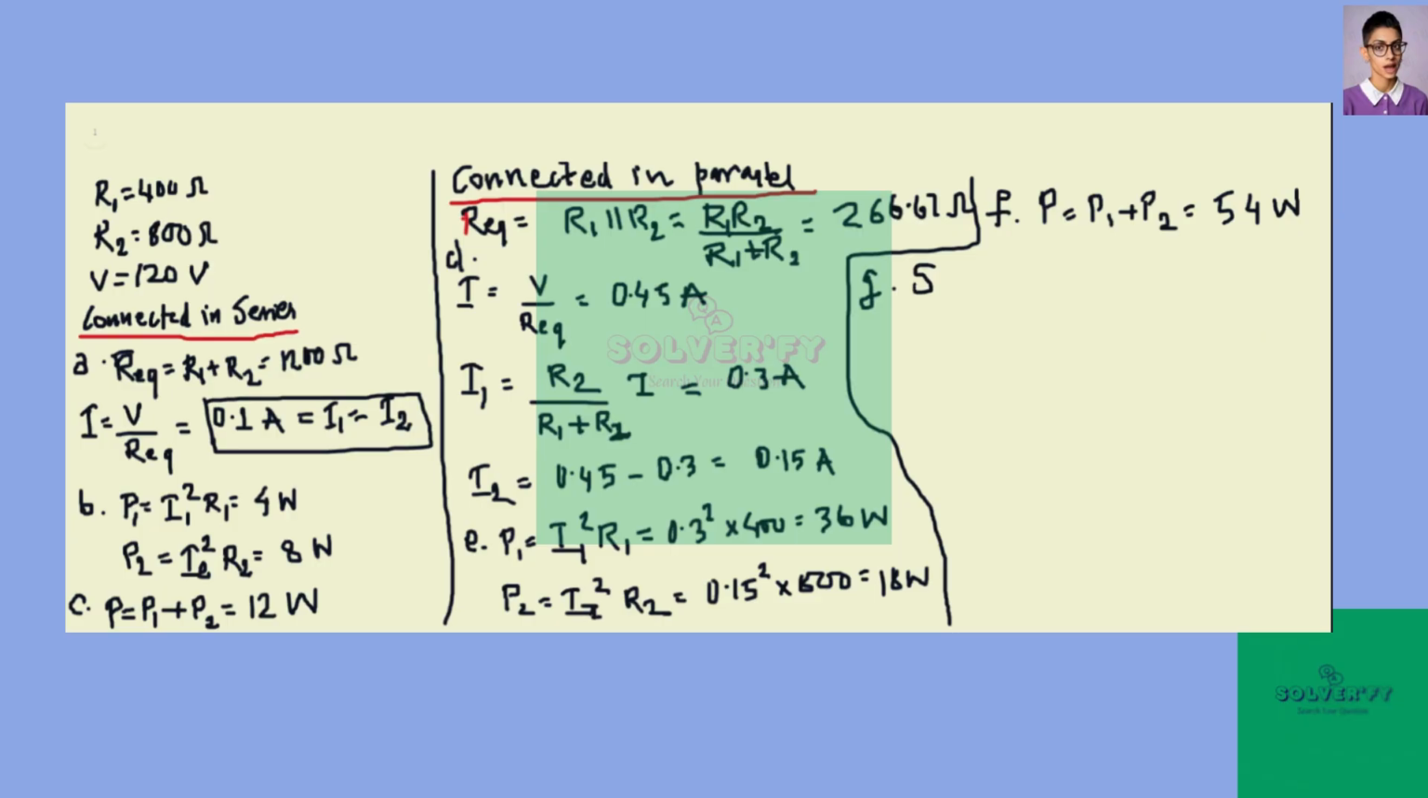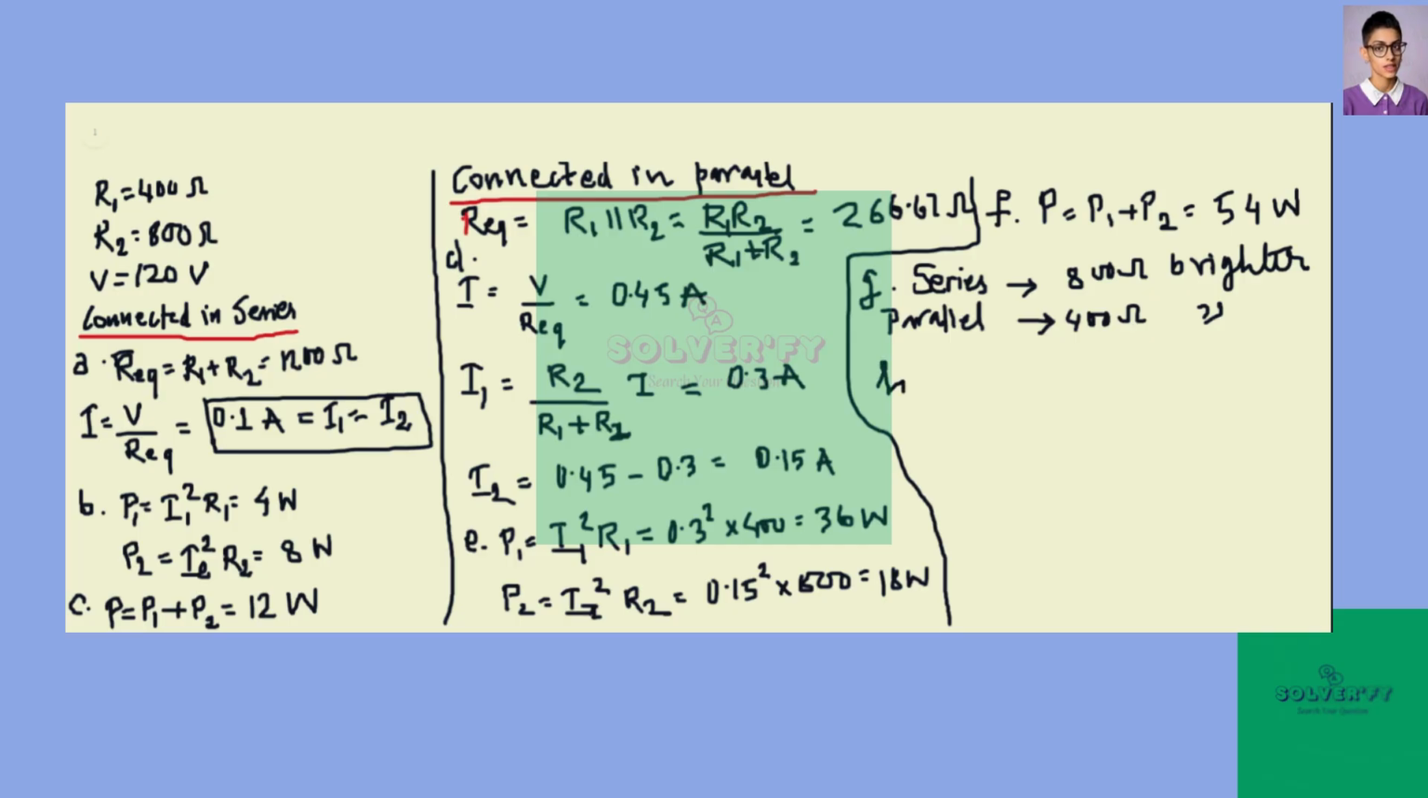Okay, when they were connected in series, which glowed the brightest? Here, the power dissipation by the second resistor, that is 800, was 8 watts, and the first was 4 watts. So 8 watts is brighter. So in series, the 800 ohm was brighter, right? And when in parallel, which is brighter? Let's see. P1 is 36, P2 is 18, so R1 is brighter, that is the 400 ohm is brighter. Okay, so we are done with part G of the question.